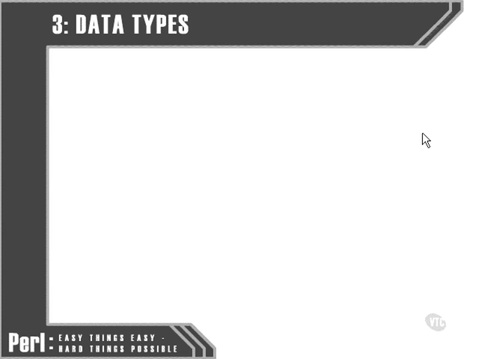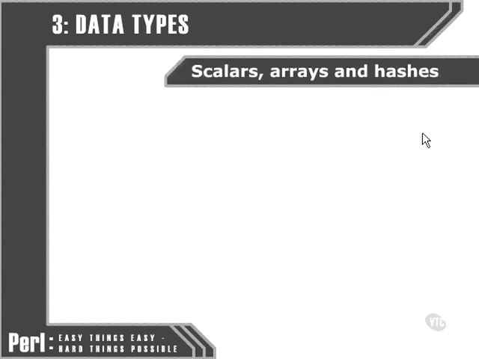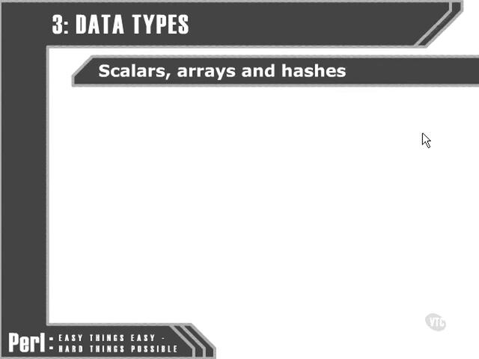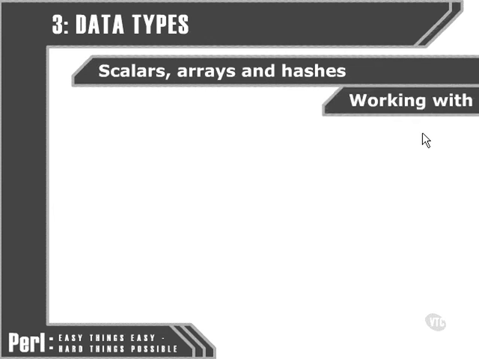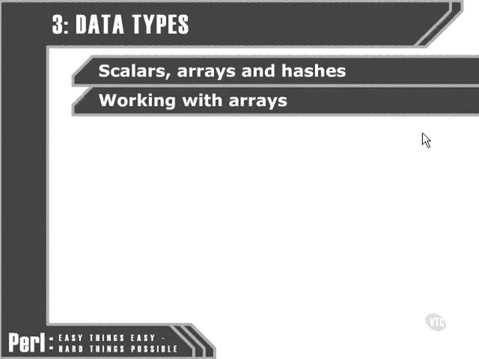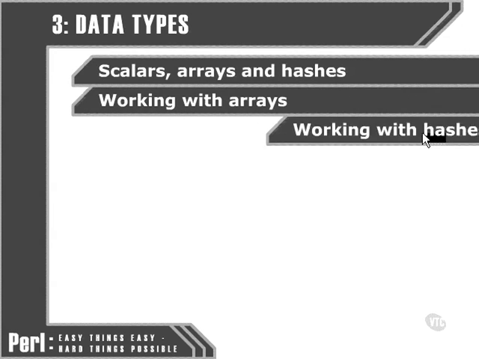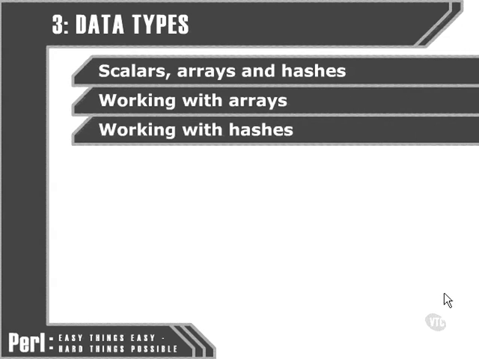In this chapter, we're going to look at some of the ways in which we can arrange data using Perl. First of all, we're going to look at the difference between Perl's basic data types, that is scalars, arrays, and hashes. And then we're going to look in detail at arrays, and we're also going to look at hashes.